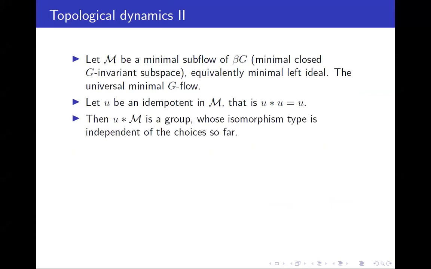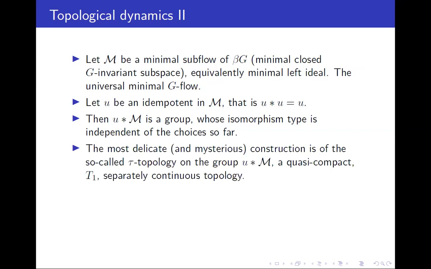So far we have beta G, we have a minimal flow, we have this semigroup structure, we have this idempotent, we have U star M. We've recovered a certain group. However, M is closed, but U star M is not closed in general. It is a group, though not a compact group. But in general, as a set, it's not even a closed subset, so it doesn't necessarily have interest in topology.